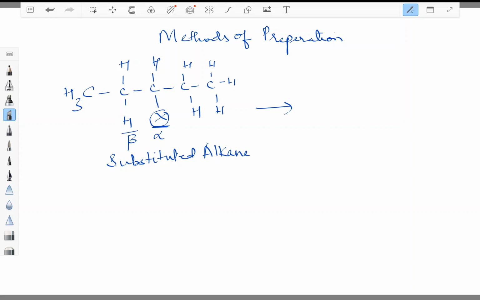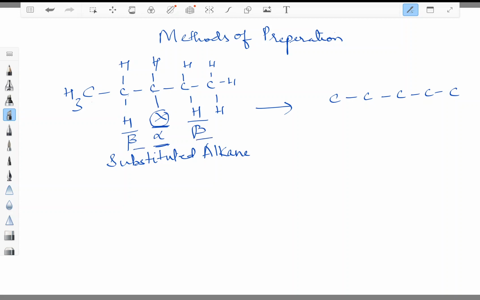It will have the same number of carbons. How many carbons are there? 1, 2, 3, 4, 5. I'll write same thing. 1, 2, 3, 4, 5. Now it's up to us. This one is your functional group, which is X. I can either use this as beta or this as beta.